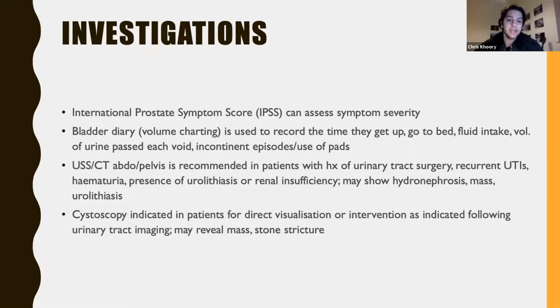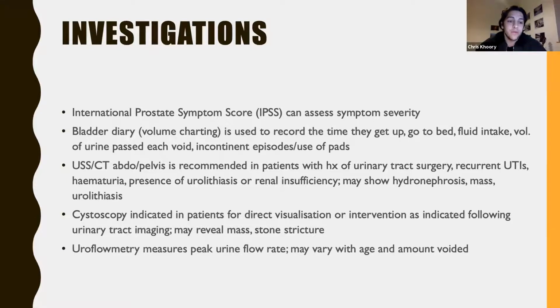Cystoscopy is indicated in patients for direct visualization or intervention, as indicated following urinary tract imaging. This might reveal a mass, a stone, or a stricture. And uroflowmetry measures the peak urine flow rate, and this may vary with the age and amount voided.